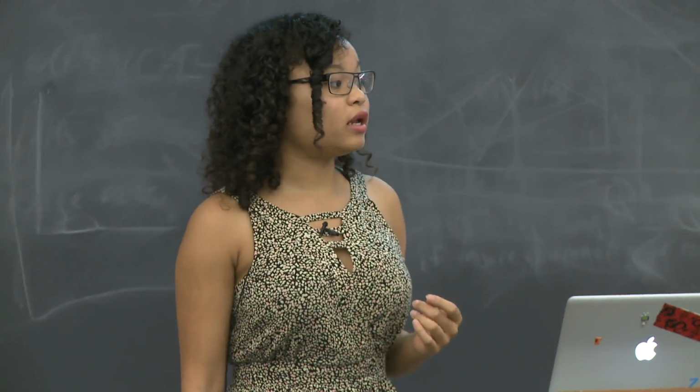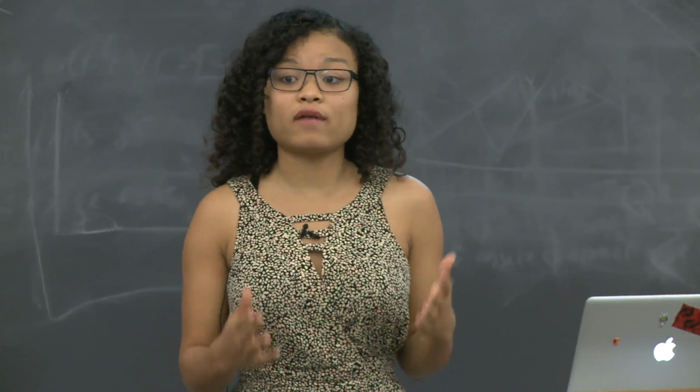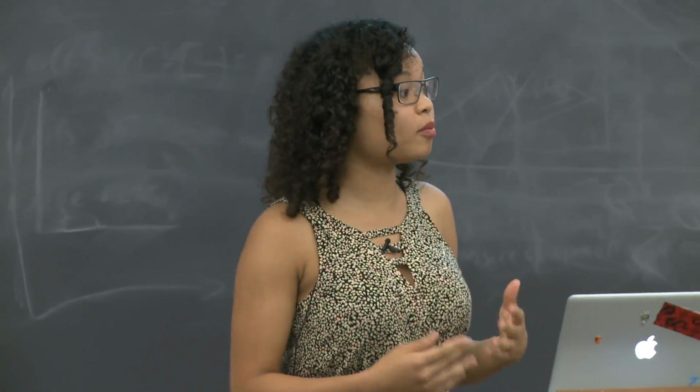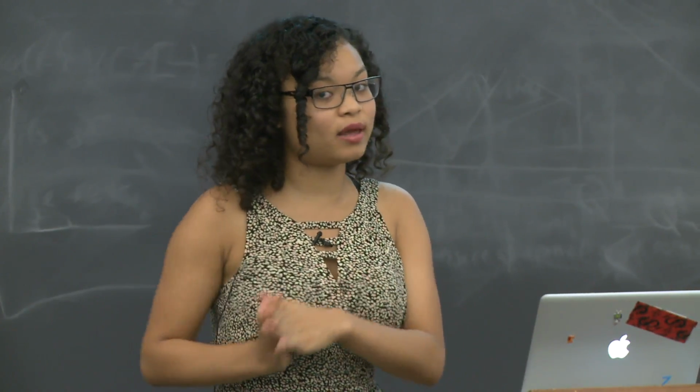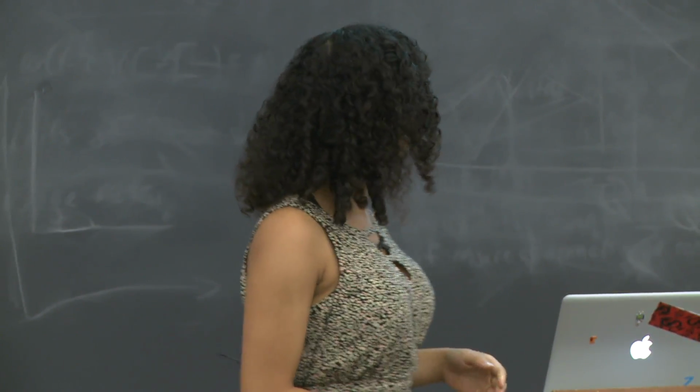But then say we wanted a key of 3, for instance, then we would rotate the inner wheel so that A now aligns with D, etc. And so this is essentially what we're going to do. We don't have a wheel, but we're going to make our program shift the alphabet along with us a certain amount of numbers.